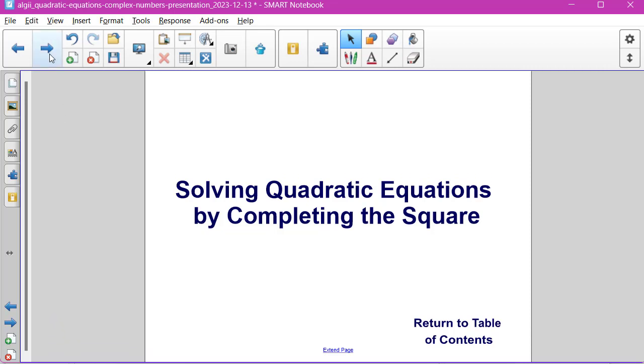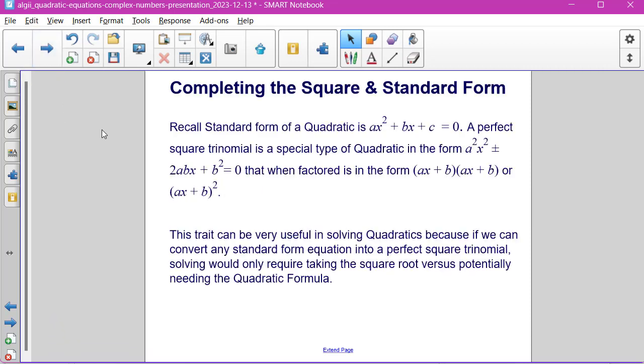Solving quadratic equations by completing the square. Recall that the standard form of a quadratic is ax squared plus bx plus c equals 0. A perfect square trinomial is a special type of quadratic in the form of a squared times x squared plus or minus 2 times a times b times x plus b squared is equal to 0.